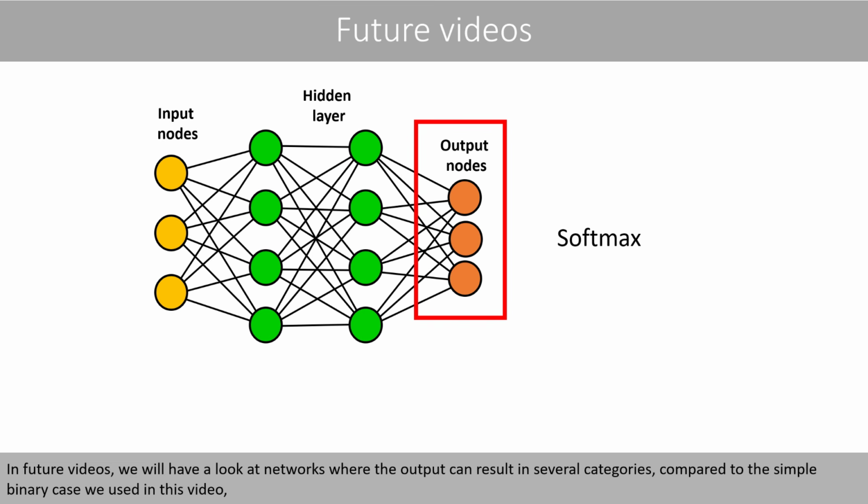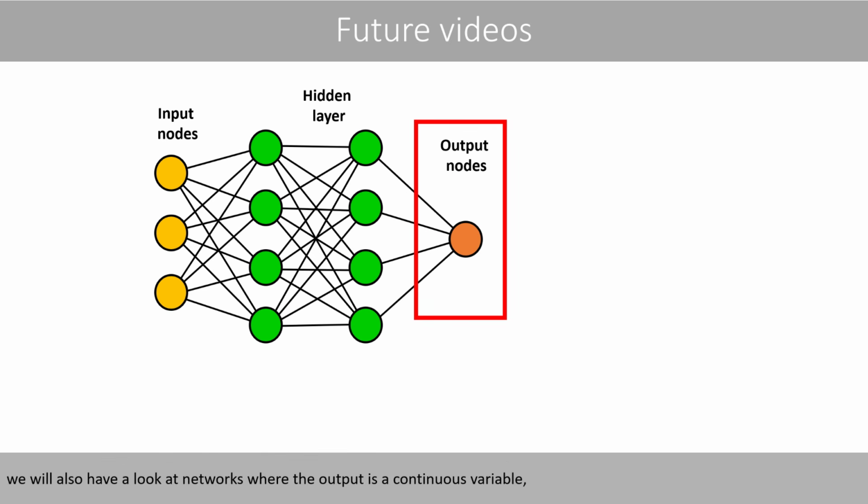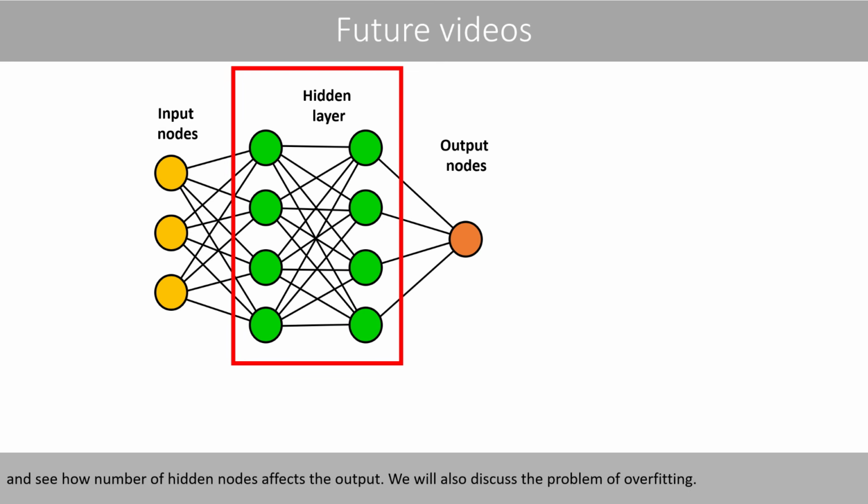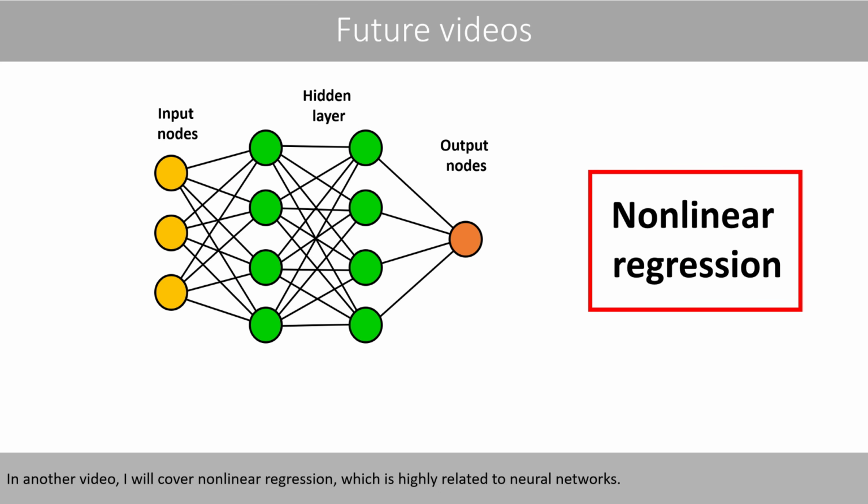In future videos, we'll have a look at networks where the output can result in several categories, compared to the simple binary case we used in this video. We'll also have a look at networks where the output is a continuous variable, and see how the number of hidden nodes affects the output. We will also discuss the problem of overfitting. In another video, I will cover nonlinear regression, which is highly related to neural networks.